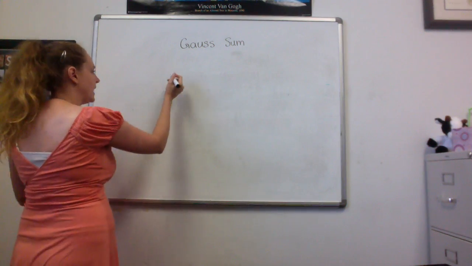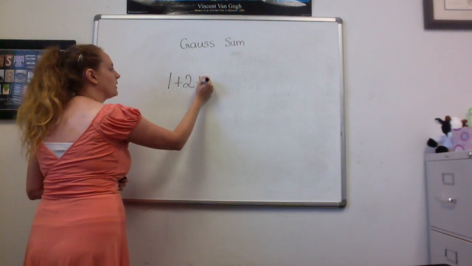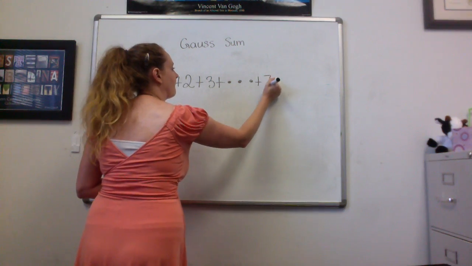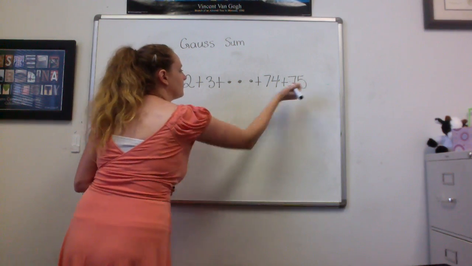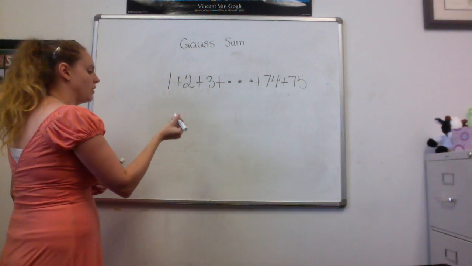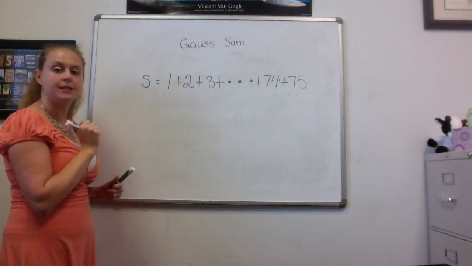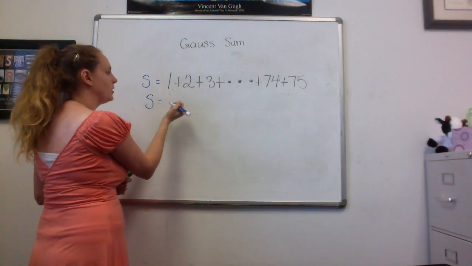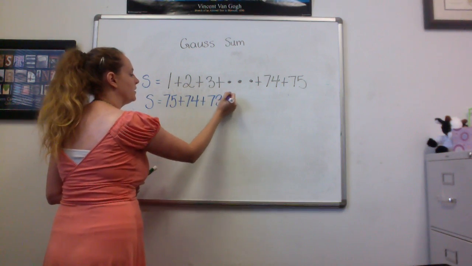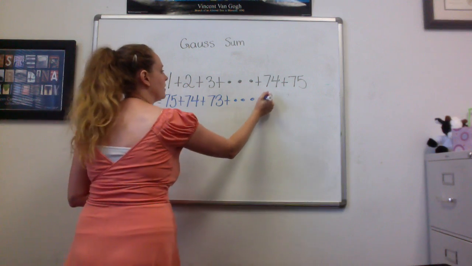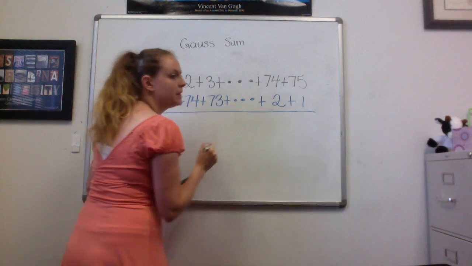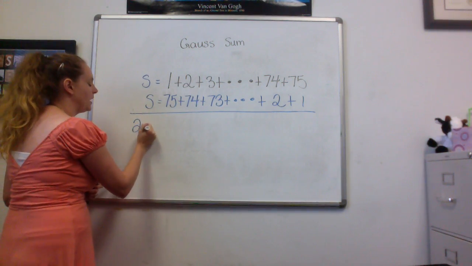Let's say we're asked to find again this sum, all the numbers up to 75. What Gauss said was I could call this S for sum. And then I can flip the order. So this would be 75 plus 74 plus 73. Over here, I would have plus 2 and plus 1. I'm going to add up these terms. S plus S gave me 2S.